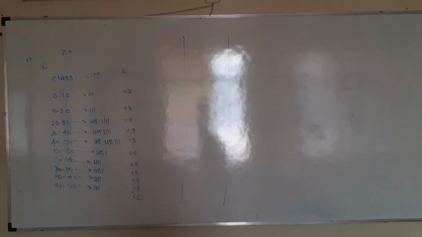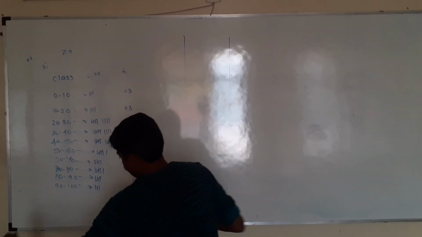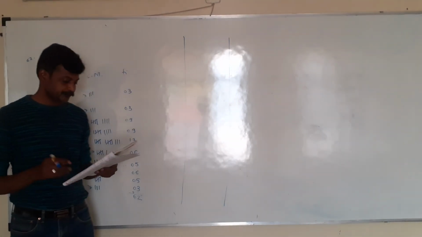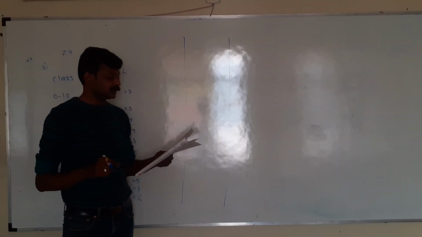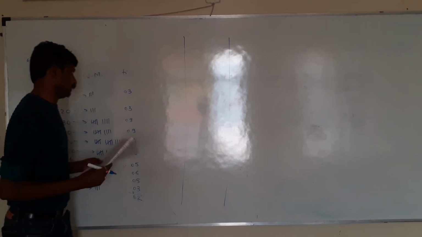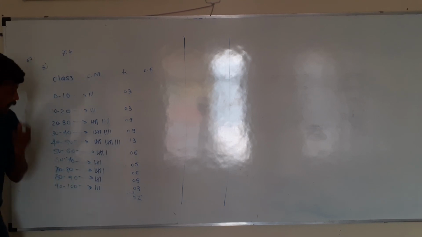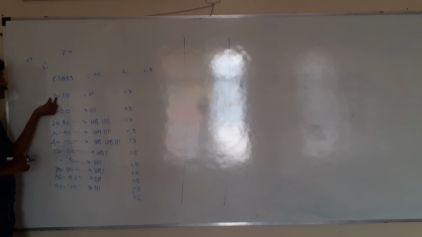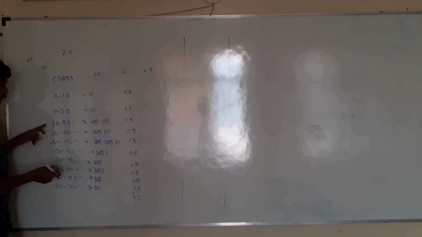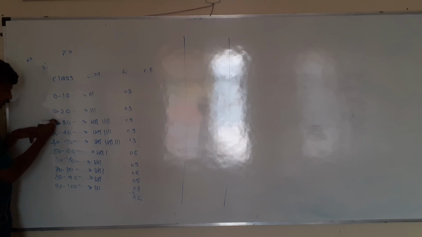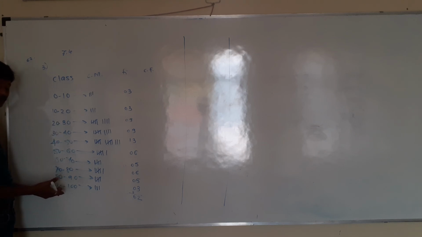Now let us continue with cumulative frequency. I think it is asked cumulative frequency more than type. So we have to find out cumulative frequency more than or equal to. Let us come back to the question. It is: prepare cumulative frequency table more than or equal to type. Cumulative frequency CF more than or equal to. More than or equal to means more than 0 all will come. More than equal to 10 all the frequencies. More than equal to 20 all the frequencies below that. So we have to start the addition from bottom.